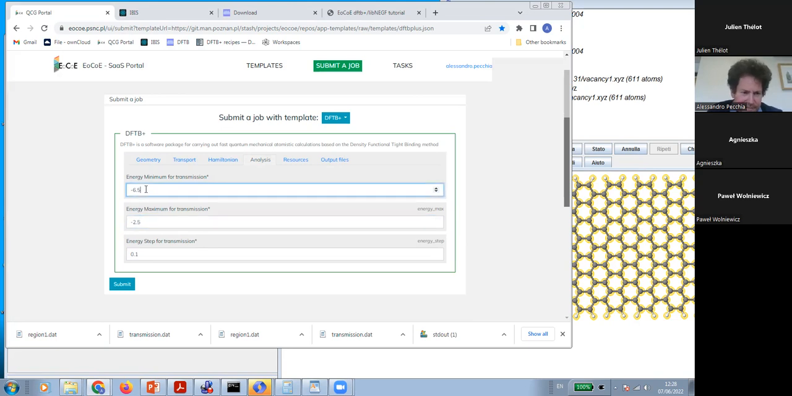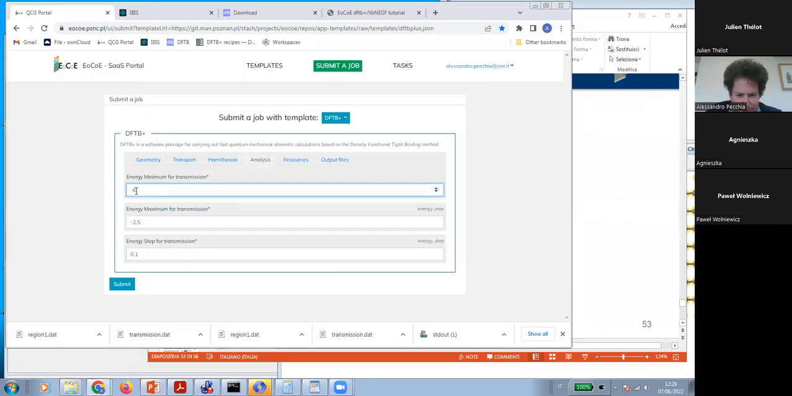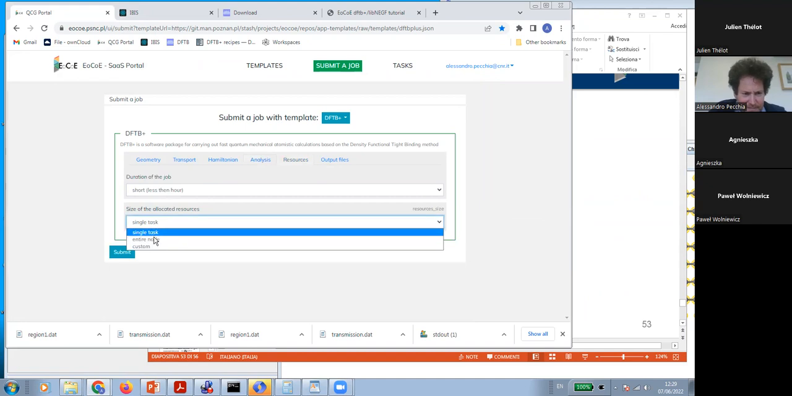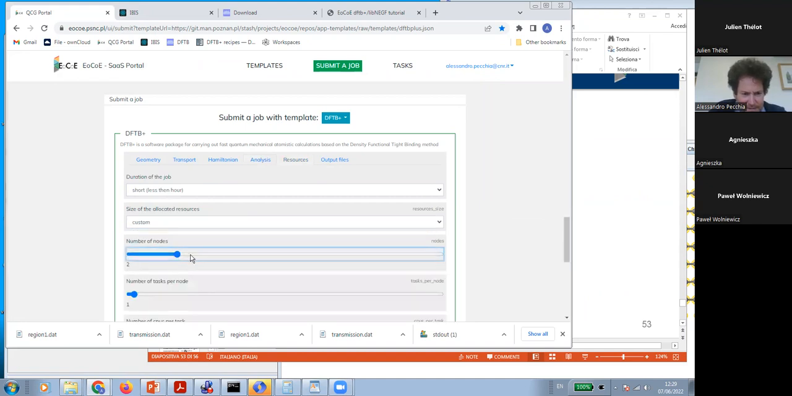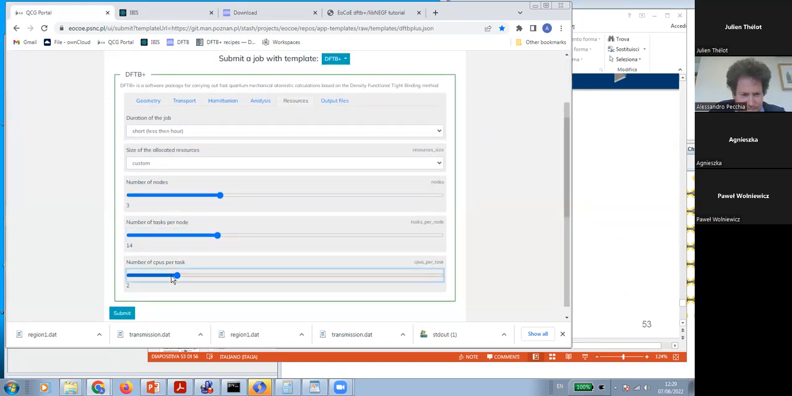Of course, we can also reduce it a bit just to make it faster. Let me see the image. Yeah, maybe if we go to -6, we can cut at least one eV. -6, -3 should be already enough. 0.01. And resources again, customize, 2-3 nodes, 14 tasks per node, and 2 CPUs per task. Actually, we can try. No. Let's keep it this way and submit.